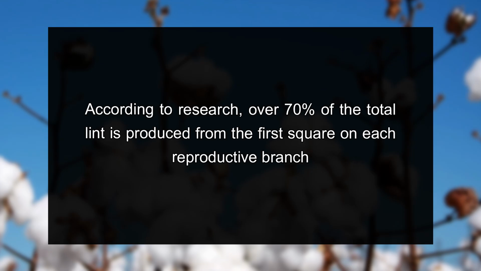According to research, over 70% of the total lint is produced from the first square on each reproductive branch. The second series of squares accounts for another 1/3 or more of the crop. Those squares that are farther out produce less than 30% of the final number of mature balls.